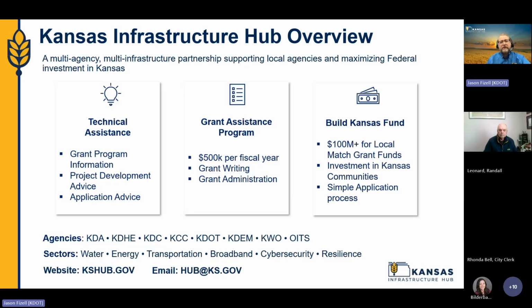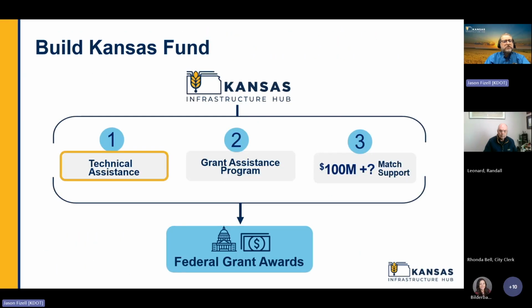And then finally, our Build Kansas Fund, and this is where a lot of the interest is, just because it's where the money's at. This is where the legislature set aside $100 million to provide that local match support for federal grant applications. I'll just spend a little bit more time on each of those now.